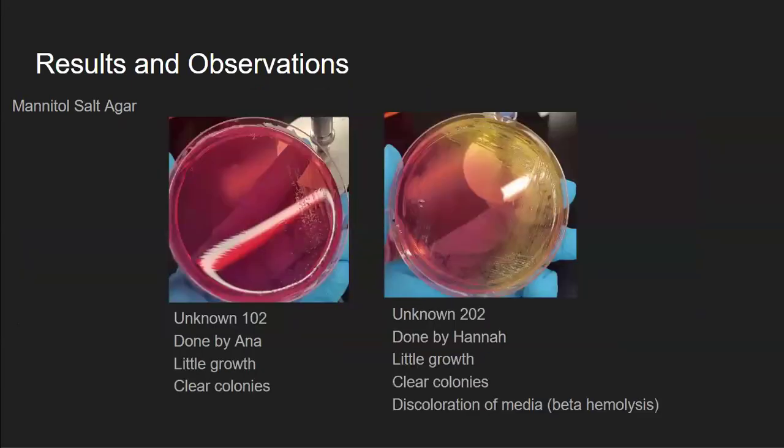For unknowns, 102 had little growth of clear colonies, but 202 also had little growth of clear colonies, but also discolored the media through beta hemolysis.